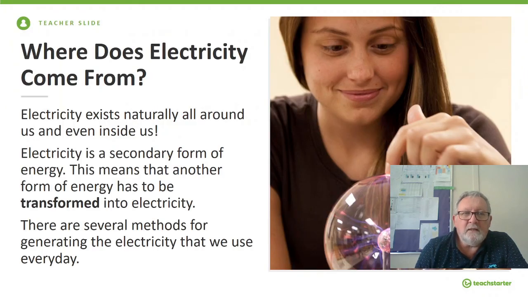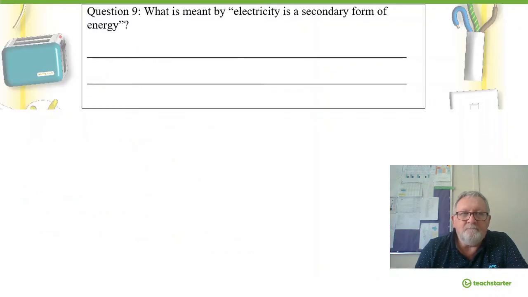Right, where does electricity come from? Electricity exists naturally all around us and even inside of us. Electricity is a secondary form of energy. This means that another form of energy has to be transformed into electricity. And there are several methods for generating the electricity that we use every day. In next week's lessons, we'll start looking at these forms of energy, and so we'll start building up our understanding around there.